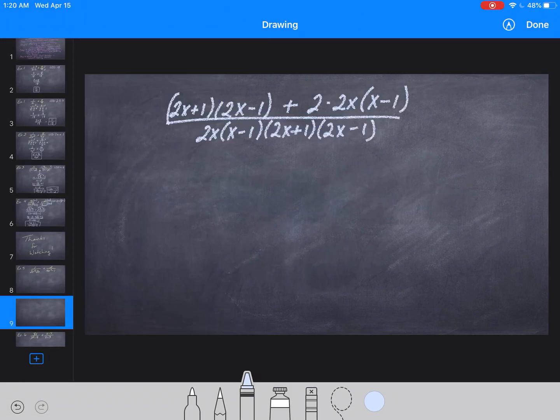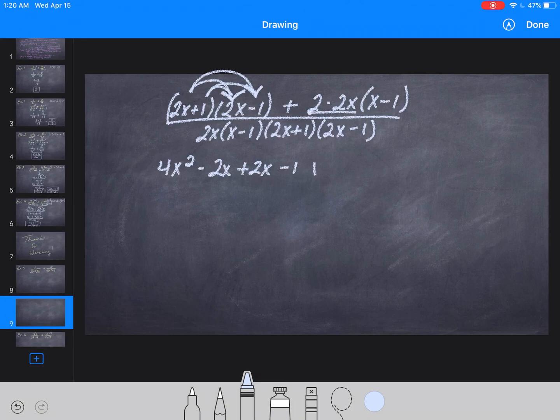As I'm simplifying my numerator, I'm going to multiply using the distributive property on steroids. So I have 2x times 2x. I end up with a 4x squared. I have a 2x times a negative 1. I end up with a negative 2x. I have a positive 1 times a 2x. I get a positive 2x. I have a positive 1 times a negative 1. I get a negative 1.